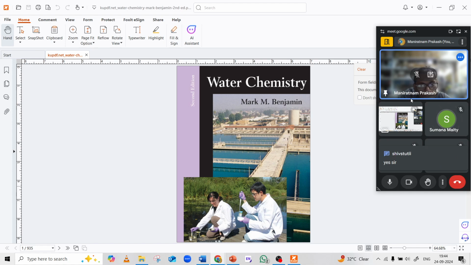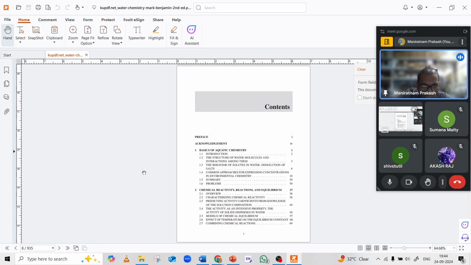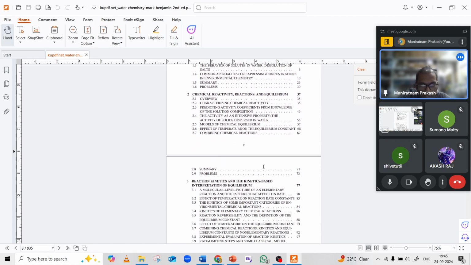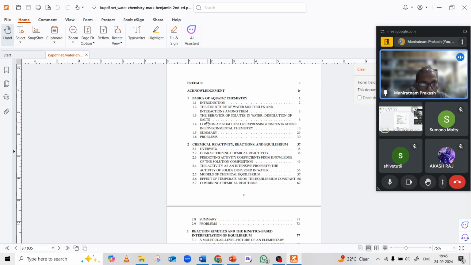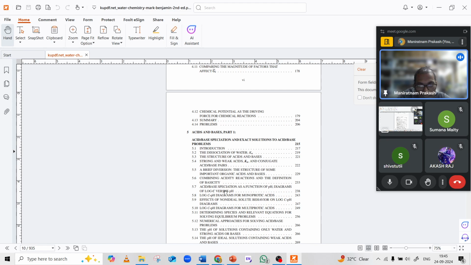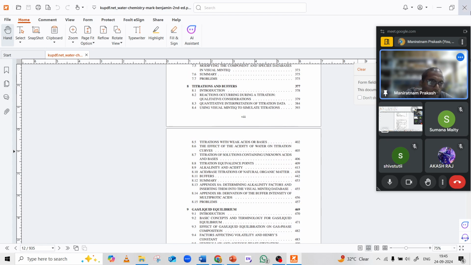Just go through this book. It has explained. If you are interested in water and wastewater chemistry, this is a really good book. In our college, IIT, most of the professors who teach geochemistry of water, like pH and anything about water parameters, follow this book only. They have started with basic aquatic chemistry, then chemical reactivity, reaction, potential energy, acid base. Just go through it for more knowledge.